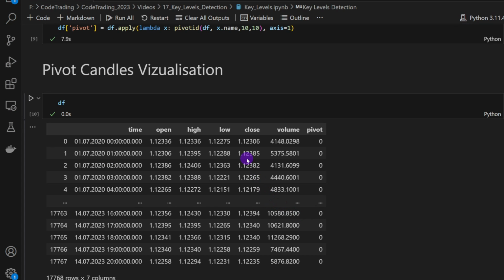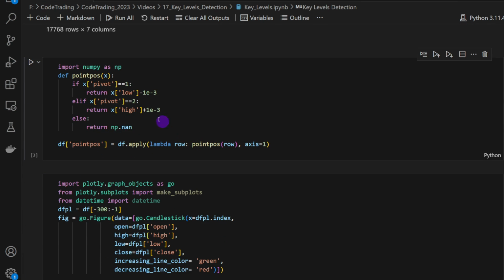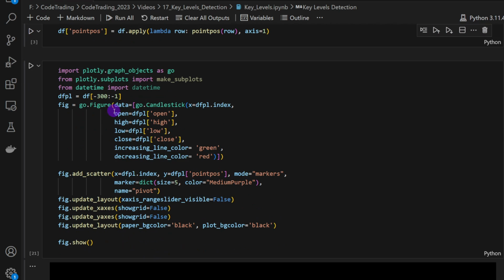So now we can visualize these pivot candles. For this, we are defining some points. If the candle signal is a pivot 1, so it's a pivot low, we're putting a point just below the candle. If it's a pivot high, we're placing a point just above the high of the candle. We're applying this function to all the rows of the data frame, all the candles, and we're putting these point positions in a new column called point position right here in the data frame, so we can use it later on to be able to plot these points on top of the candlestick charts.